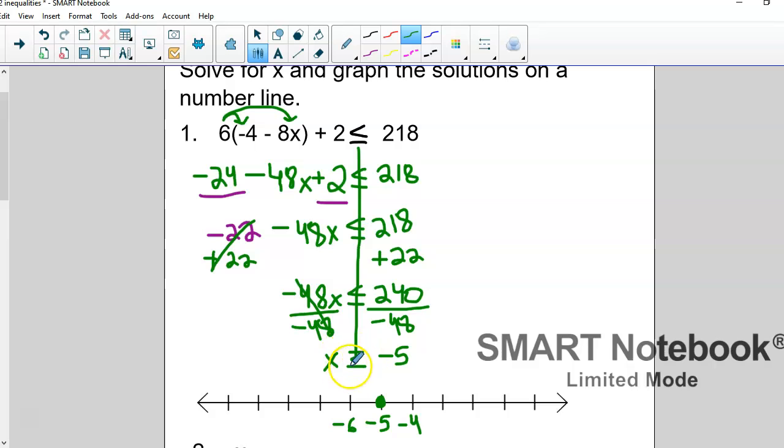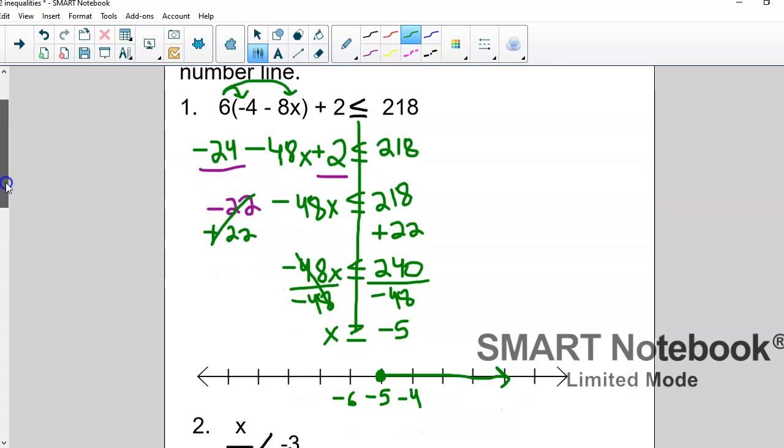That's because the alligator is eating the x, and the alligator always wants to eat the greater quantity. So x is greater than or equal to negative 5, so I'm going to make the arrow point toward the greater numbers on the number line. And there's my solution. All right, let's try another one. Feel free to pause this video or go back and watch it again if it seems like it's fast.